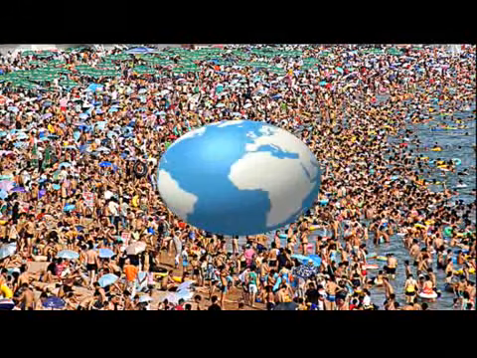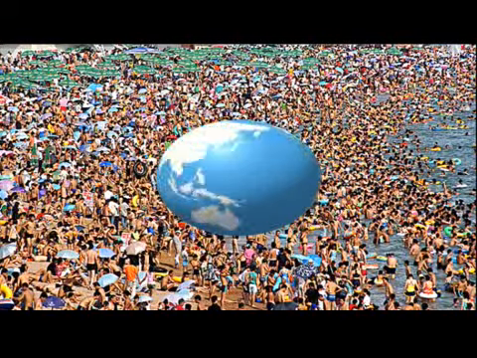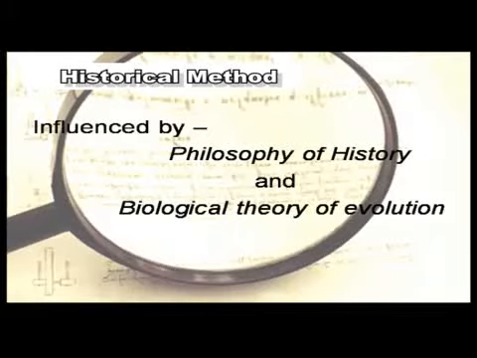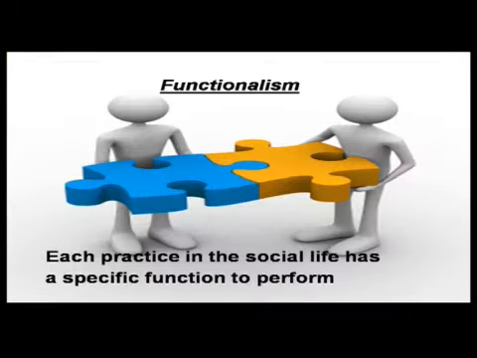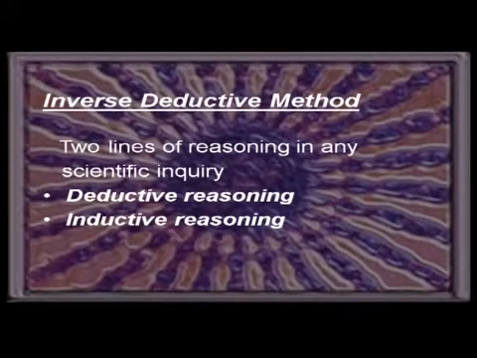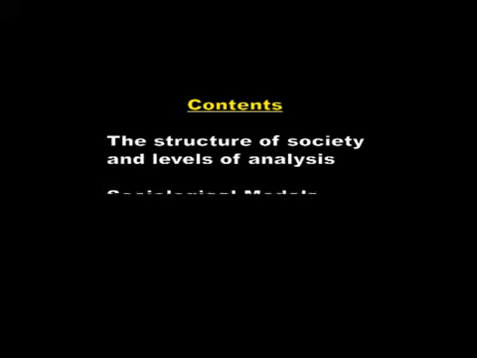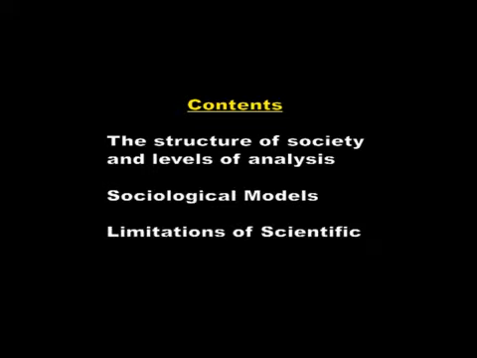In the last class, we have been discussing the methods and approaches adopted in sociology. The methods we have seen are historical method, comparative method, functionalism, formal sociology, structuralism, inverse deductive method, the experimental method, the observation method, the social survey method, the case study method. The content of today's class are structure of society and levels of analysis, and also sociological models, and finally, the limitations of scientific methods.